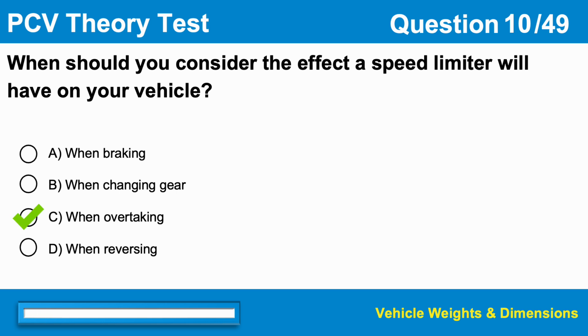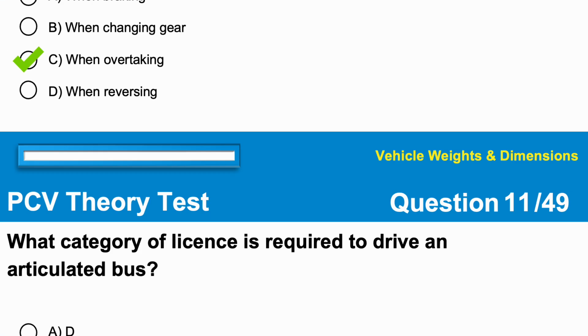The correct answer is C. Plan well ahead before overtaking. Be aware that a speed limiter may cause you difficulties when overtaking another vehicle, particularly when climbing a hill.